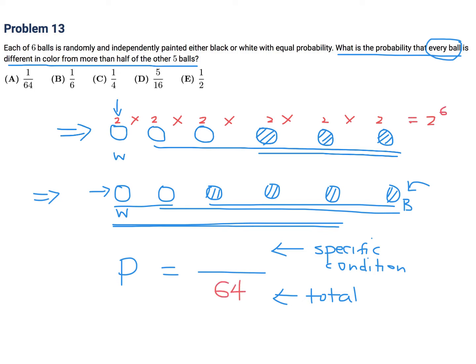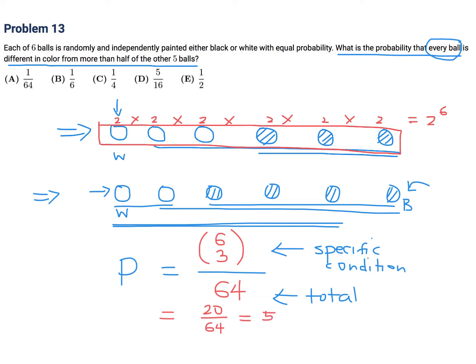Okay. Now, specific condition, we're going to use choose notation because we are interested in this scenario and only this scenario. So basically that means that from 6 balls, you choose 3. You can choose 3 white or you can choose 3 black, but from 6, choose 3 to be white. And if you do that, then the other 3 are going to be black automatically. And that's really all there is. You guys know how to calculate choose notation, so I'm not going to go through that. This ends up to be 20 over 64. And in lowest terms, that's 5 over 16. So number 13, the answer is D.